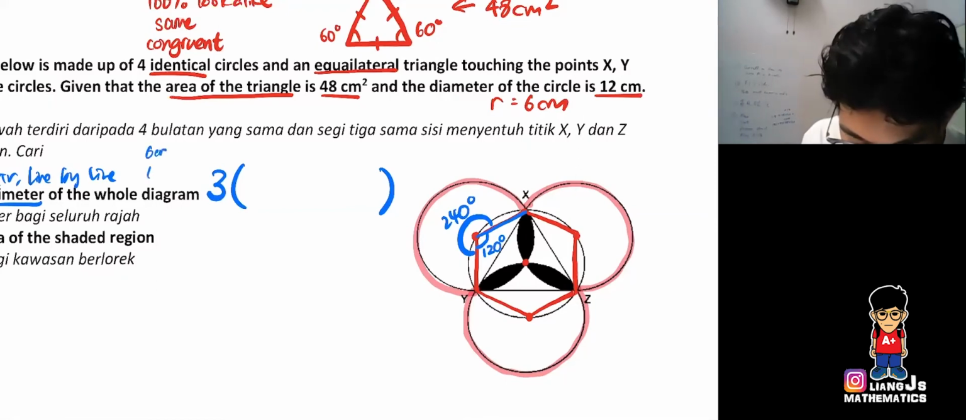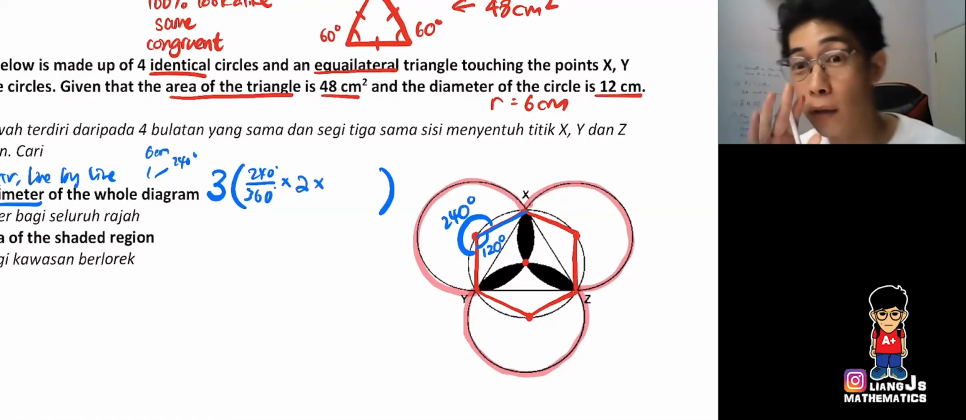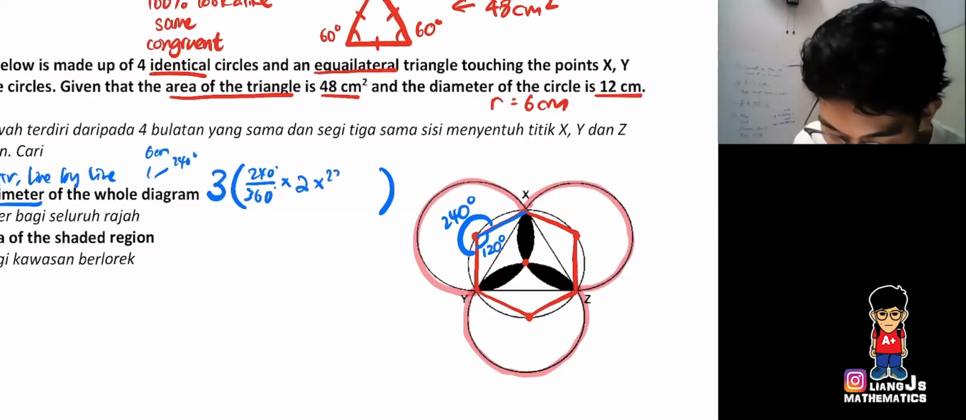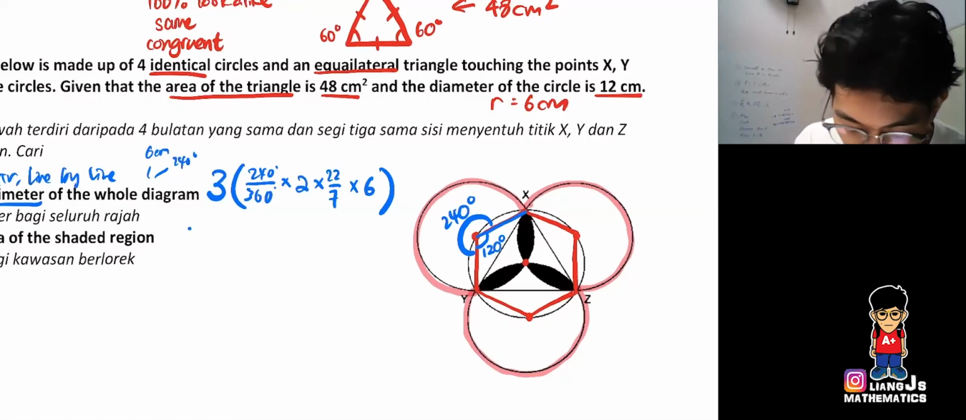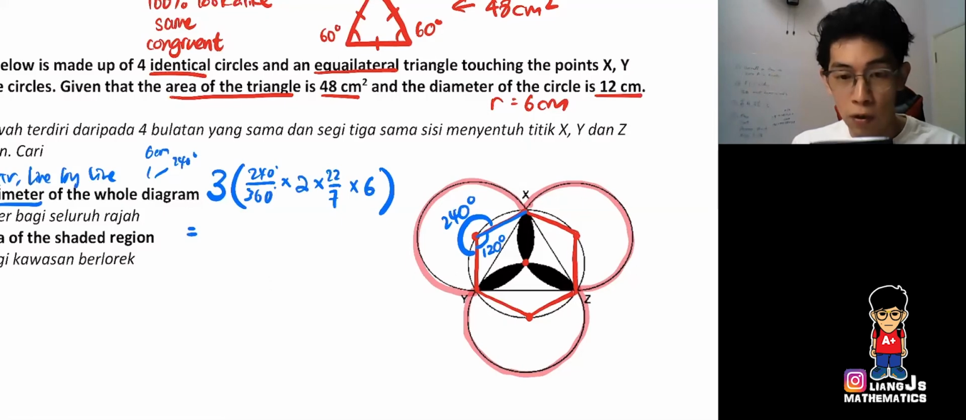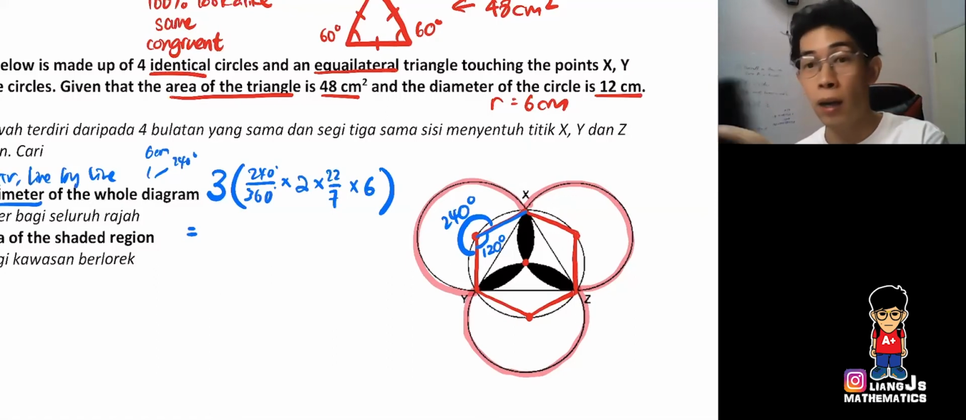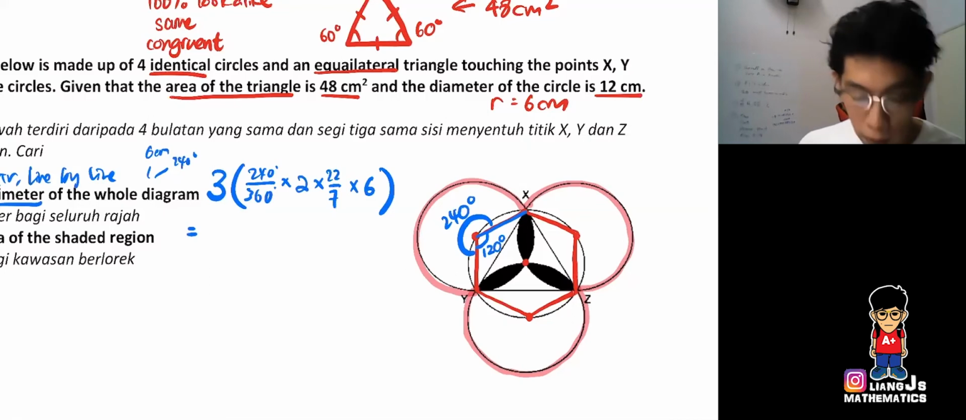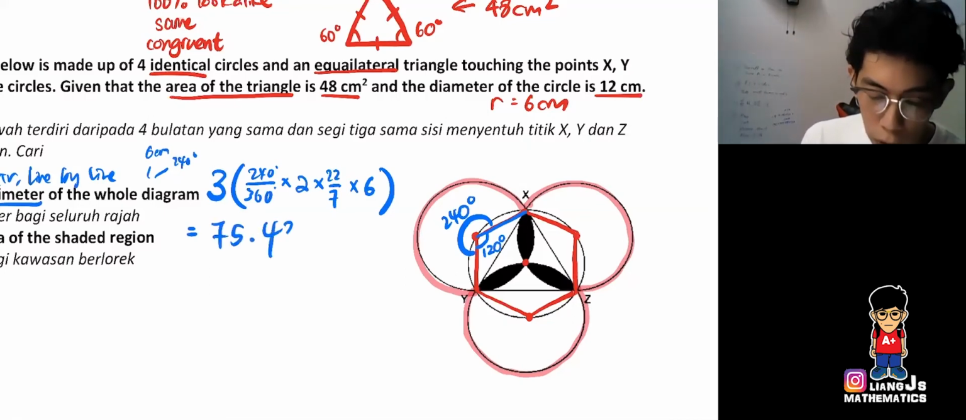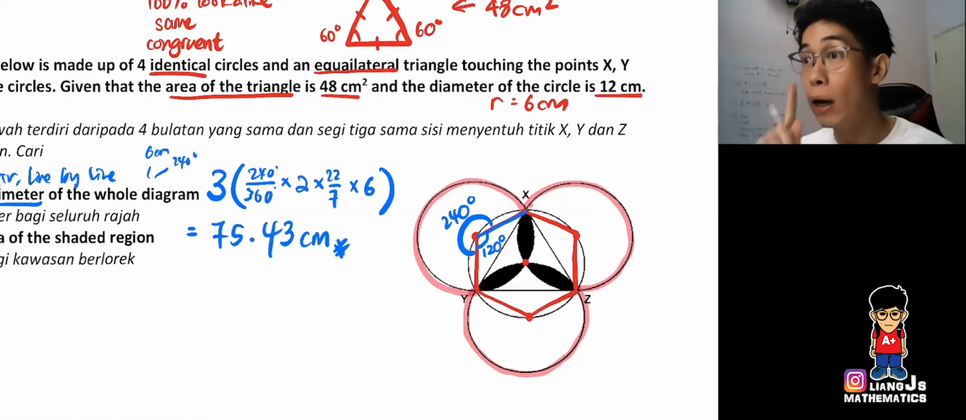So my radius is 6 cm, my angle 240, so I can get 240 over 360 times 2 times pi. Pi is not given, so I'll be using the fraction 22 over 7 times the radius of 6. And of course, you'll be getting decimal points, it's fine. 240 over 360 times 2 times 22 over 7 times 6. Whoa, weird decimal point. So you will get 375.43 cm. That's the answer for your A.